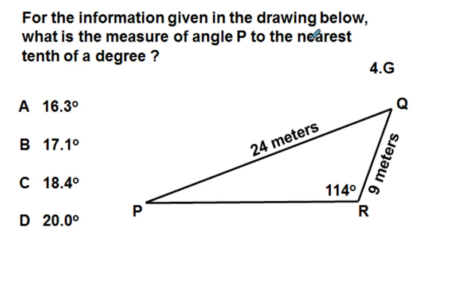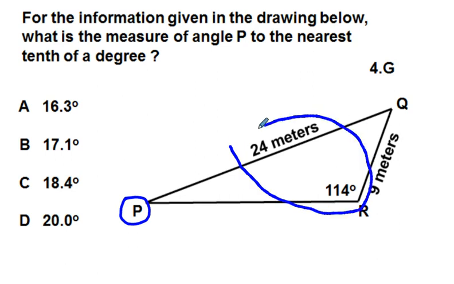For the information given in the drawing below, what is the measure of the angle P to the nearest tenth of a degree? Here we have angle P unknown, but we have a known side opposite a known angle. So what we have is sine of angle P, which we do not know yet, over side P, which is 9 meters, is equal to sine 114 degrees over 24 meters.